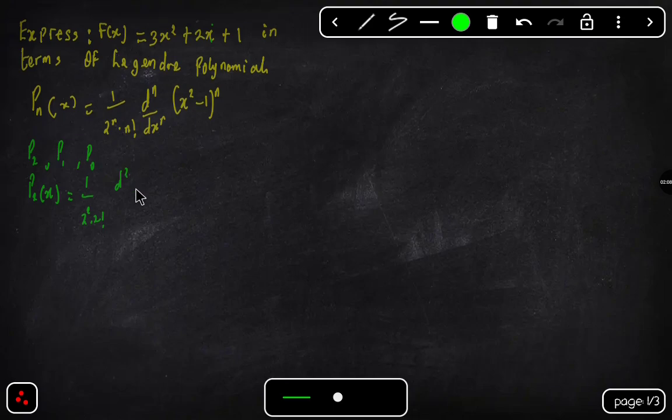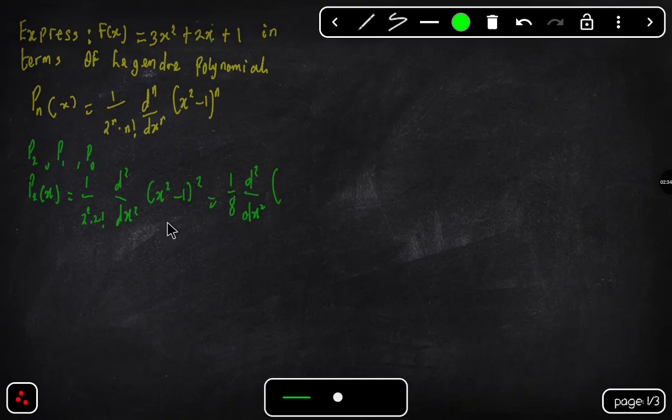Then we are going to differentiate this how many times? That's 2 times. The d squared over dx squared, then into brackets x raised to the power of 2 minus 1, then raised to the power of 2. Alright, so 2 raised to the power of 2 will give us 4, then 2 factorial is 2 times 1, which is 2. So 4 times 2 will give us 8. So we have 1 over 8, d squared over dx squared.